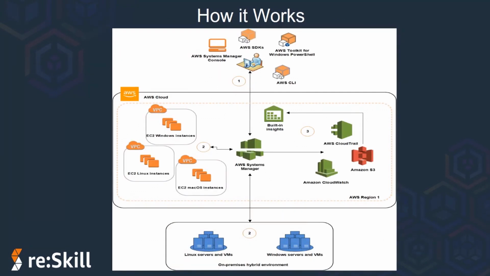AWS Systems Manager can be accessed by the end user either from a console, SDK, PowerShell, or a CLI. Using AWS Systems Manager, we can control the virtual machines or instances in AWS, or we can even manage the instances in a hybrid environment. The end user provides a set of instructions to manage these instances, and all the execution logs can be captured into S3, and we can build a custom dashboard in a CloudWatch dashboard, and we'll have all the authorization logs captured in CloudTrail.